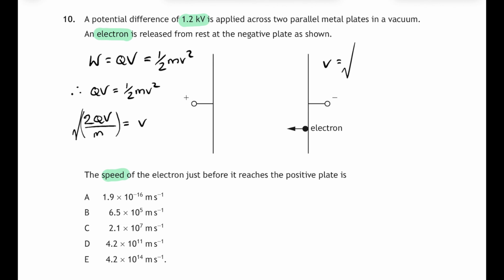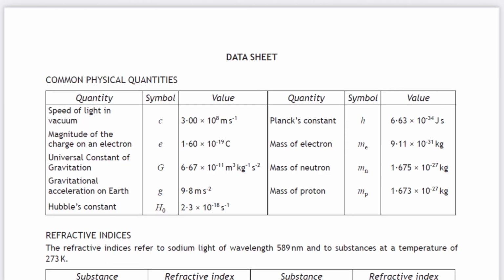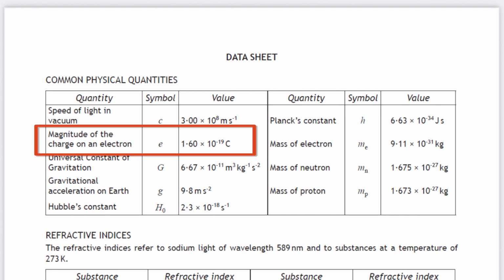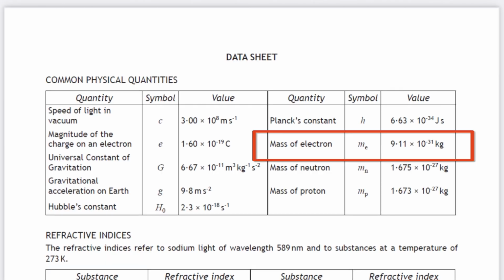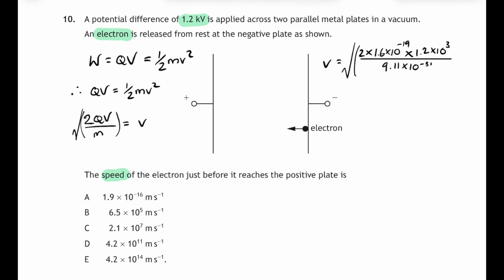And it's at this point that we will need the data sheet, because we're going to need the charge on the electron. That's 1.6 times 10 to the minus 19, times the voltage, which we're given in the question, 1.2 times 10 to the 3, and that's divided by the mass of the electron, again on your data sheet, which is 9.11 times 10 to the minus 31. And if you do that in your calculator, before you square root it, you'll get an answer of 4.2 times 10 to the 14, which of course is one of the answers.